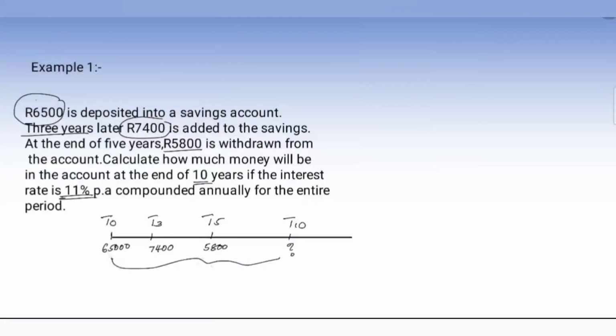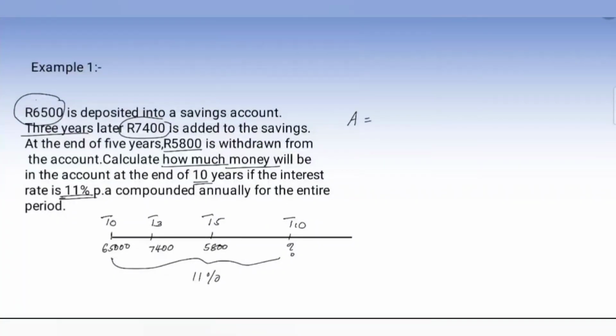We can see that throughout this process, the interest rate doesn't change, that is 11%. Clear? So this is the timeline. Now we can just apply the formula. So what is the final question? The amount, how much money will be in the account? That is the final question. Okay, so you have to calculate A.